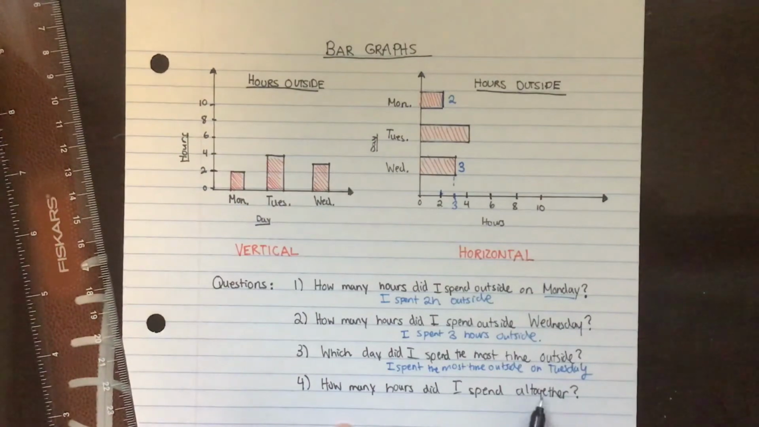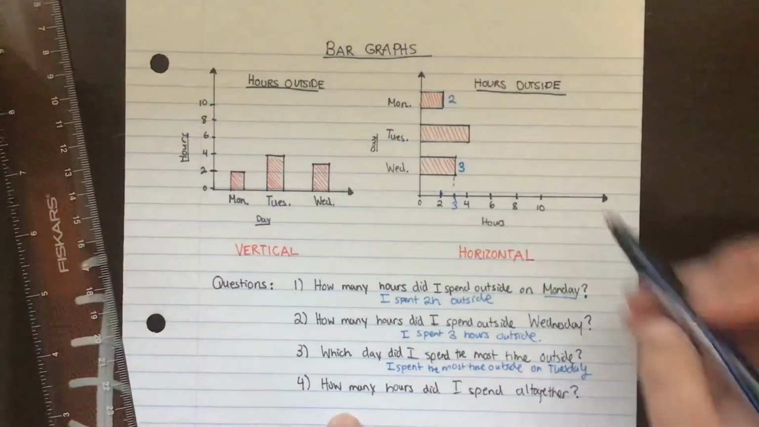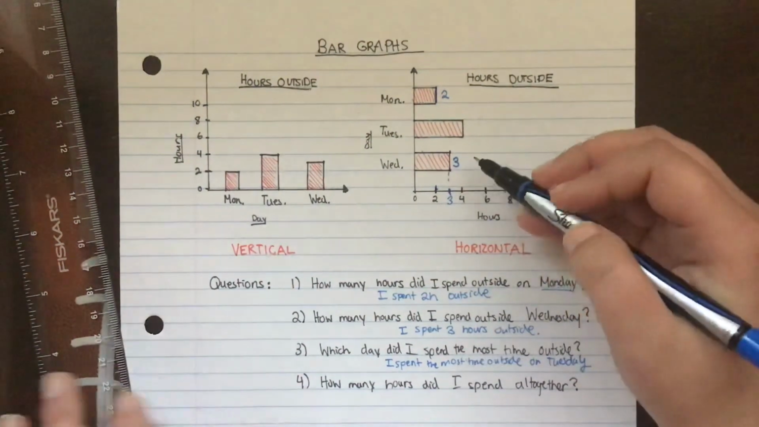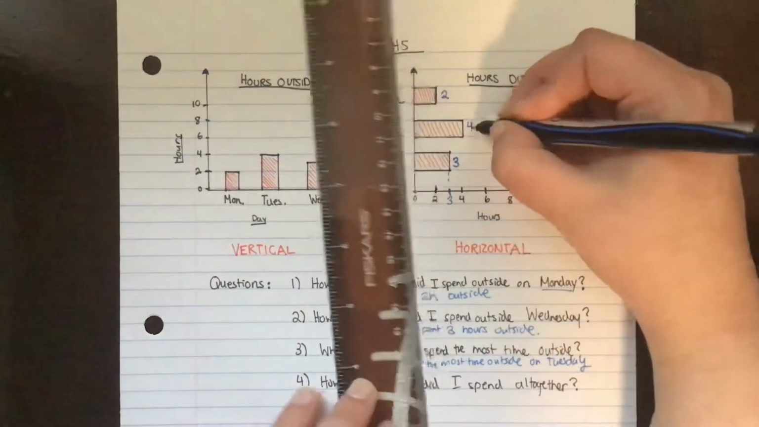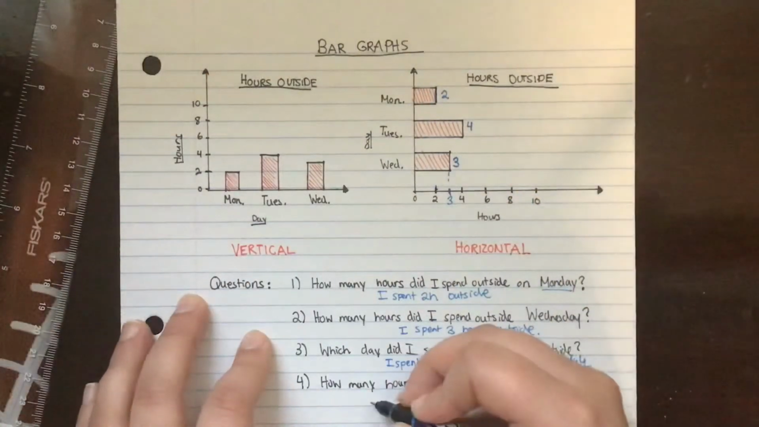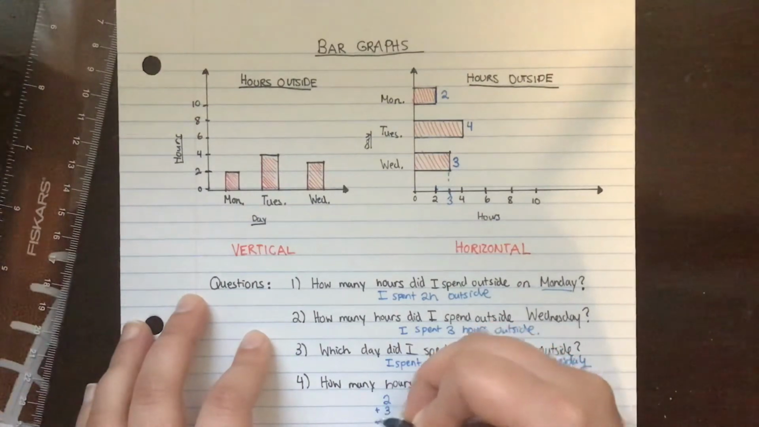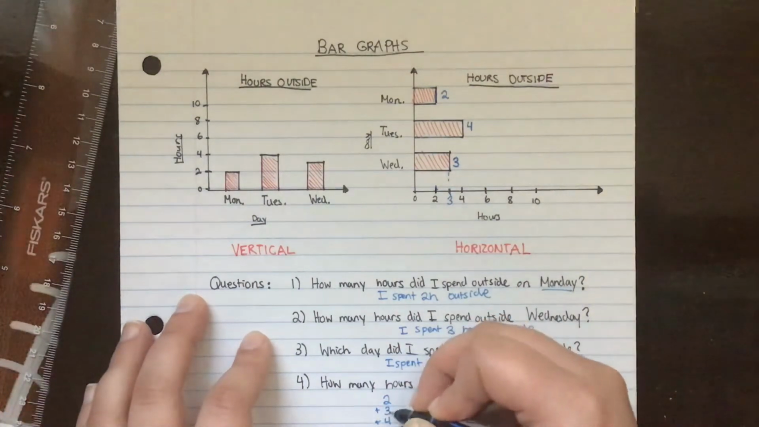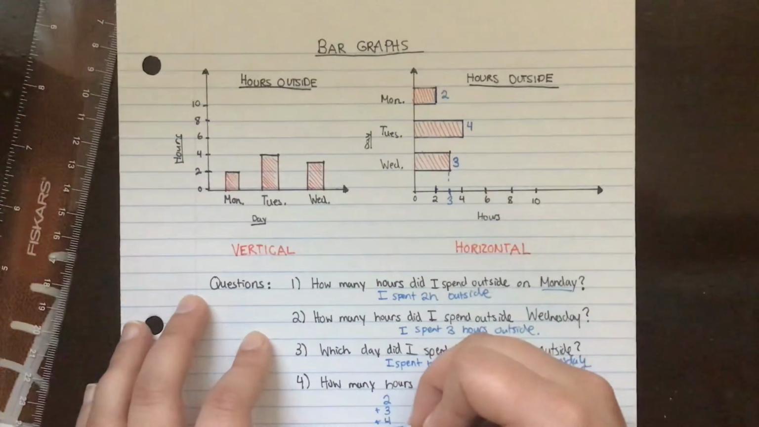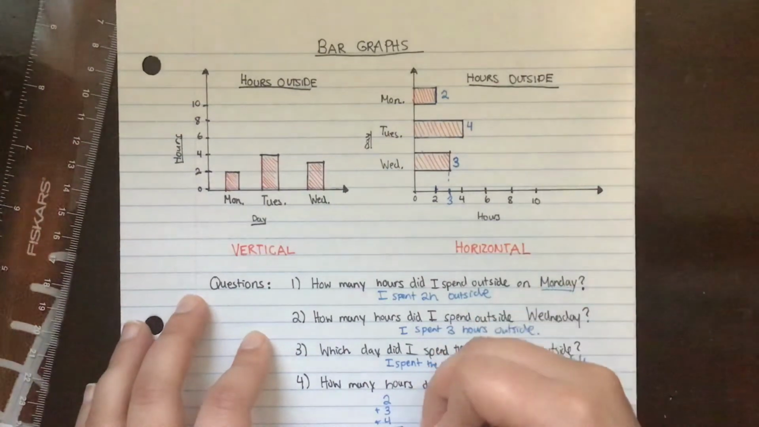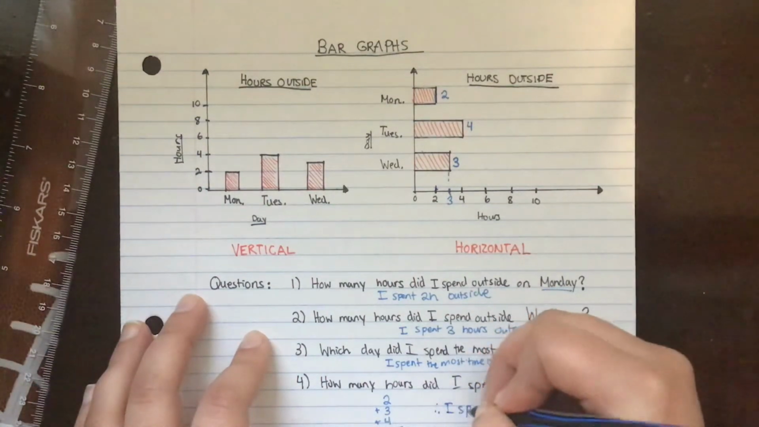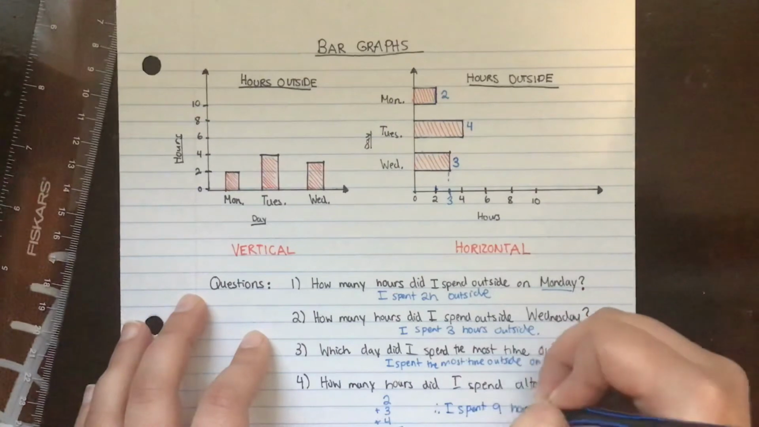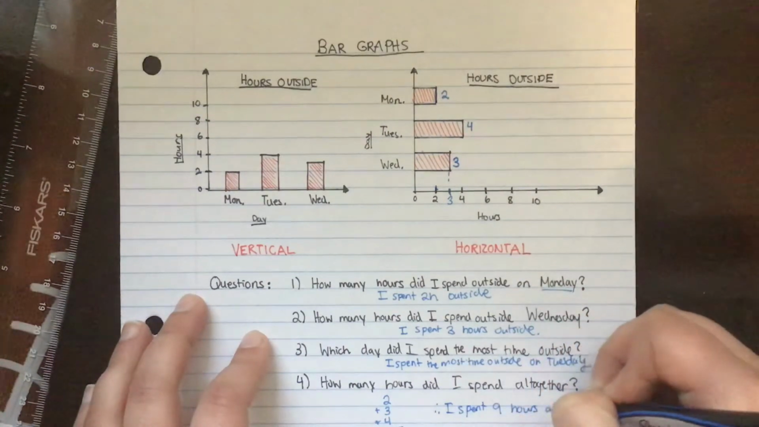And finally, how many hours did I spend all together? So for that, I'm going to have to add up all my bars together to figure out how many hours there are total. So I know there's 2 for this one, there's 3 for this one. I do some measuring with my ruler to figure out there's 4 hours on this one, and then I add those up. 2 plus 3 plus 4 gives me 1, 2, 3, 4, 5, 6, 7, 8, 9. 9 hours. So therefore, I spent 9 hours all together.